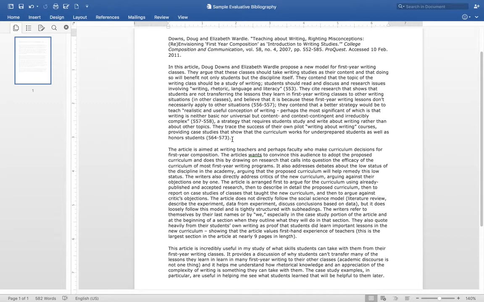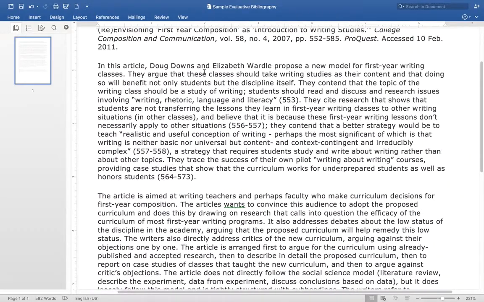So in this article, Doug Downs and Elizabeth Wardle propose a new model for first-year writing classes. They argue that these classes should take writing studies as their content and that doing so will not only benefit students, but the discipline itself. They contend that the topic of the writing class should be a study of writing. Students should read and discuss and research issues involving, quote, writing, rhetoric, language, and literacy, end quote. Now, this first part here is a statement of topic and thesis.